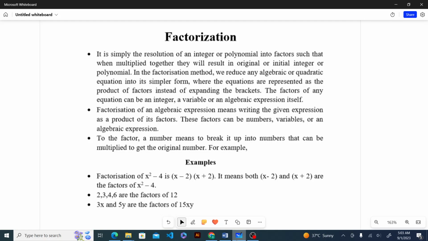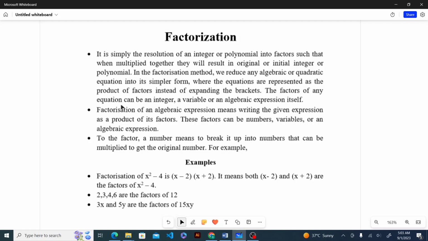There are multiple definitions of factorization. So I have brought two of them for you. The first one is it is simply the resolution of an integer or polynomial into factors such that when multiplied together they will result in an original or initial integer or polynomial. In the factorization method, we reduce any algebraic or quadratic equation into its simpler form, where the equations are represented as the product of factors instead of expanding the brackets. The factors of an equation can be an integer, a variable, or an algebraic expression itself.